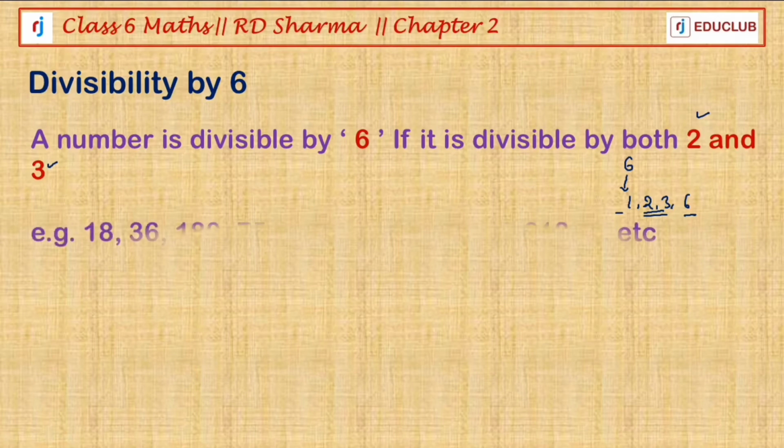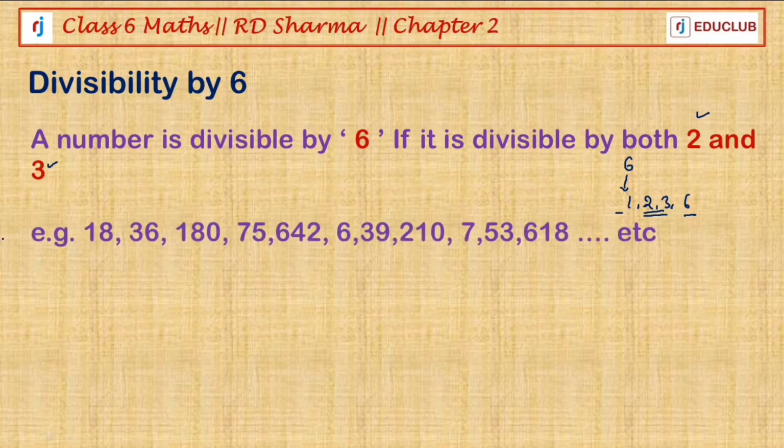For example, these are some of the numbers: 6 3s are 18, 6 6s are 36. Let us see one number, 75642. We have just seen that if 0, 2, 4, 6 or 8 is there at the end, then that number is divisible by 2. Here 2 is there, so this number is divisible by 2, as per the divisibility test of 2.